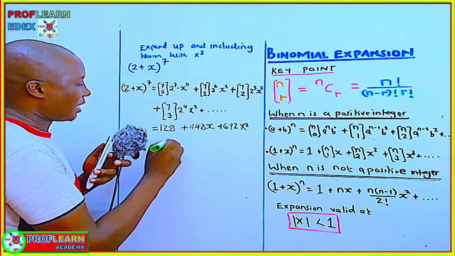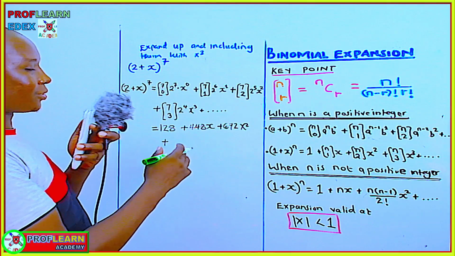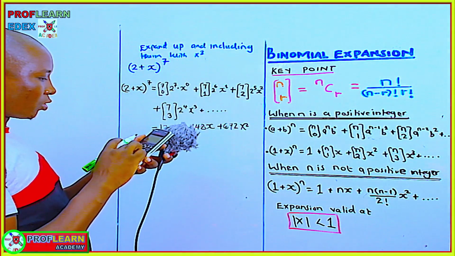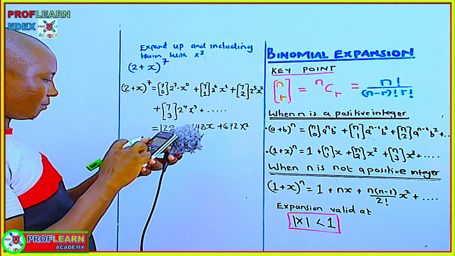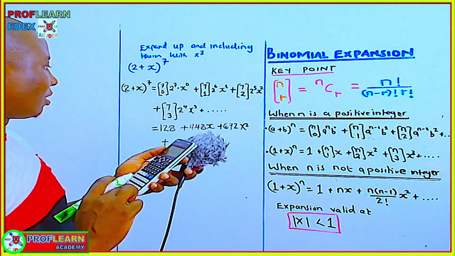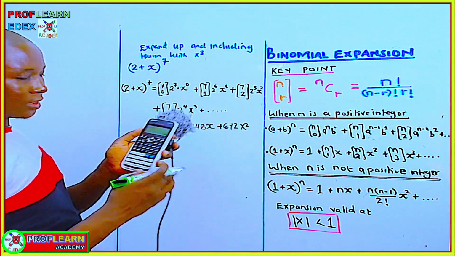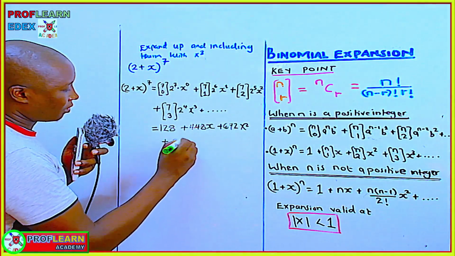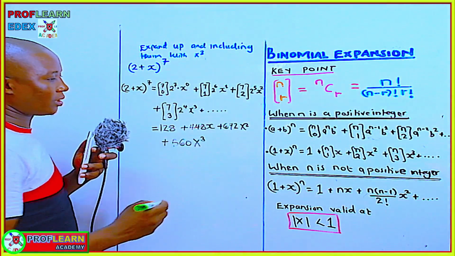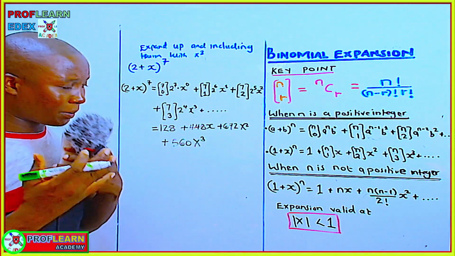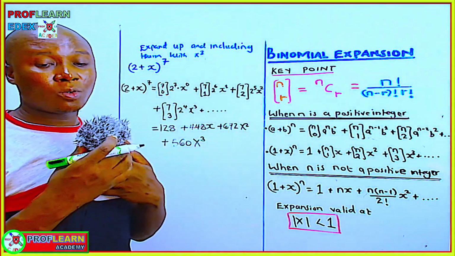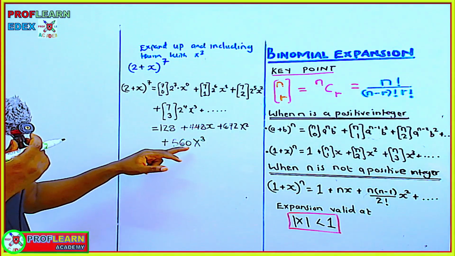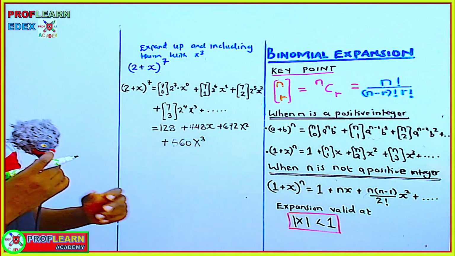x squared. Then we have the fourth term, which is having x cubed, raised to power, 7 combination 3, 2 raised to power 4, and the final answer becomes 560, and this 560 is having x power 3. So this is the expansion that we were supposed to get in this particular question. That is how you are supposed to use this formula in order to work it out.